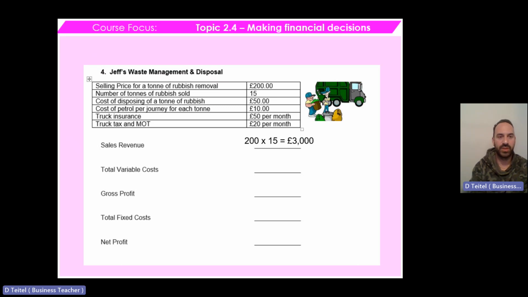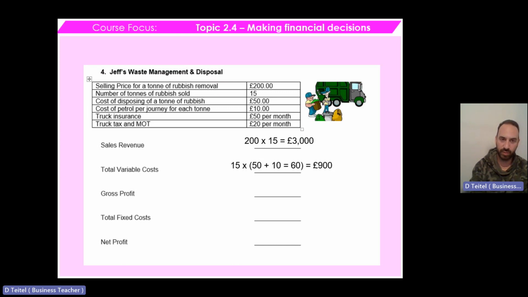So if you read through there, the cost of disposing a tonne of rubbish and the cost of petrol per journey for each tonne, we can see that one is £50 and the other is £10. So if you take your 50 plus your 10, which equals 60, then take 15 times 60, because we sold 15 units and the variable cost is £60, that leaves us with £900.